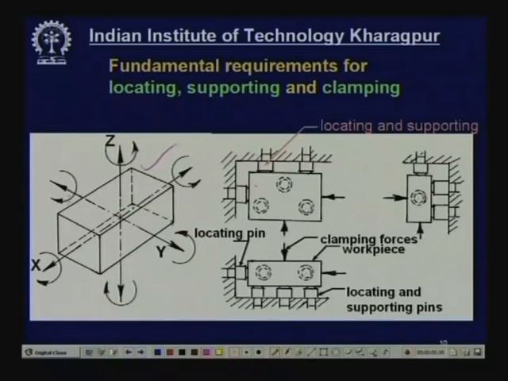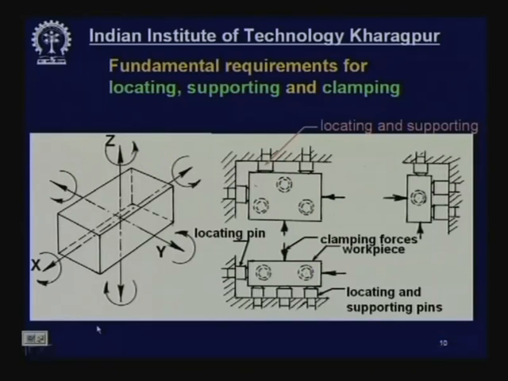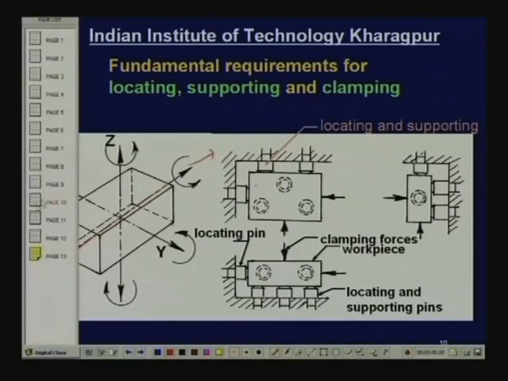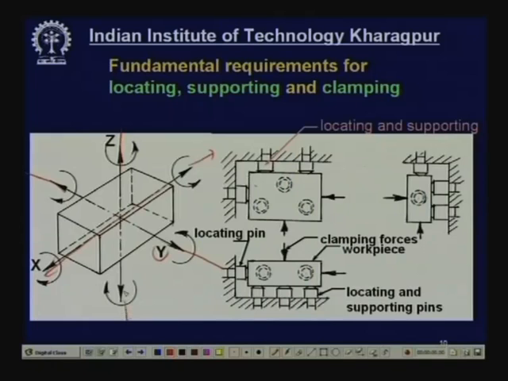Now, generally any block or solid material has got 12 degrees of freedom. What are those degrees of freedom? It can move along x axis, say in this direction or that direction, plus or minus, along y axis, this direction or that direction. It can move up and down. So, 6. It can rotate around x axis clockwise or anti-clockwise. It can rotate about y axis clockwise or anti-clockwise. It can rotate about z axis clockwise or anti-clockwise. So, there are 12 degrees of freedom. So, all these 12 degrees of freedom have to be arrested by locating, supporting, and clamping, that is before machining.